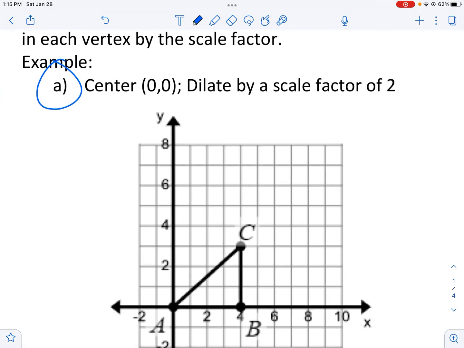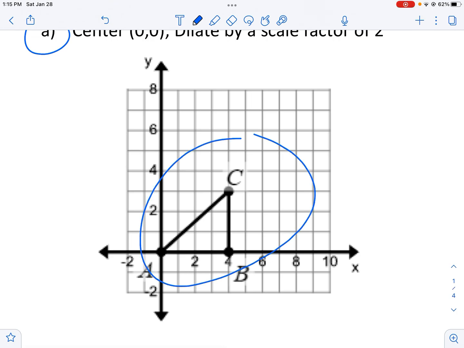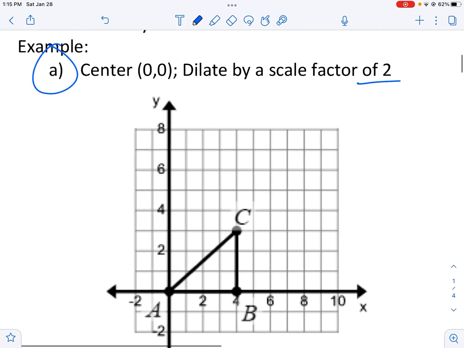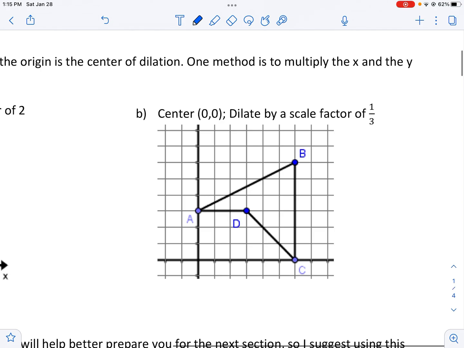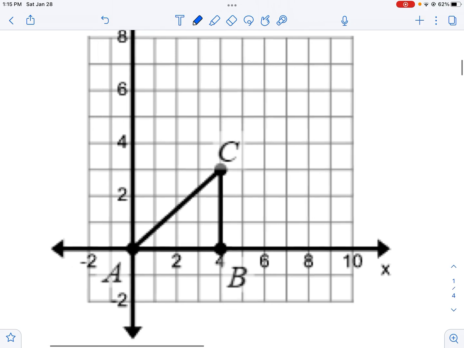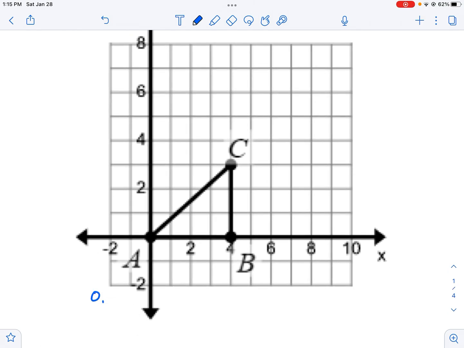So let's look at this example here. Let's say you have this lovely triangle here, and I want to dilate by a factor of 2, and it has a center at 0, 0. Well, in these first two examples, we're just going to use the fact that you can take the x and y coordinates and multiply by your scale factor. So A right now is sitting at 0, 0. If you times them both by 2, you get 0, 0 again. So A is actually just going to stay here. So here's our little A prime.